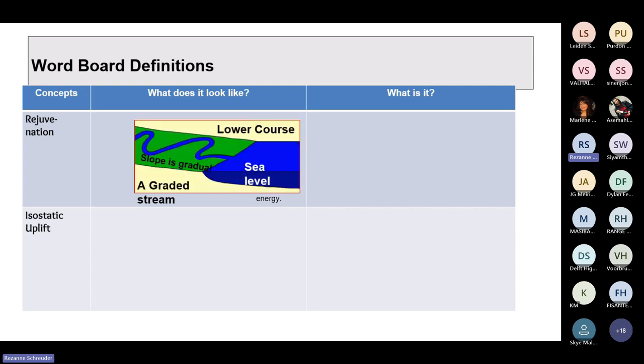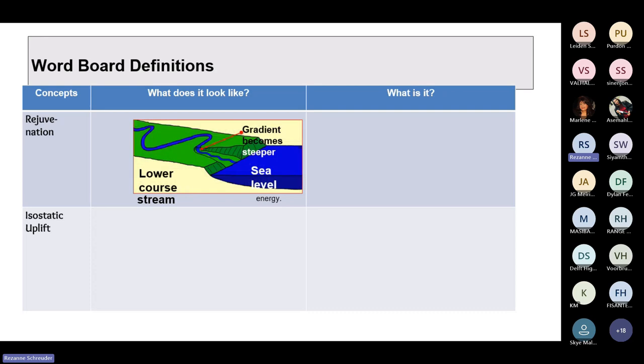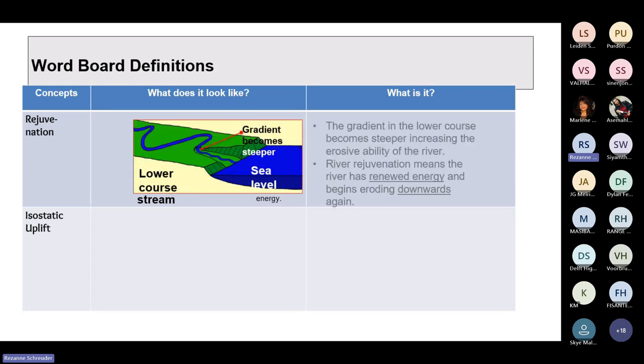It means that you have a gradual slope, a graded stream, and then ultimately the gradient becomes steeper, so therefore there's more energy. So the gradient in the lower course becomes steeper. In other words, that lady on the left photo looked worn down, and then in the photo on the right, her skin looked younger, almost re-energized. So very important with river rejuvenation, the river becomes stronger. It has more energy.